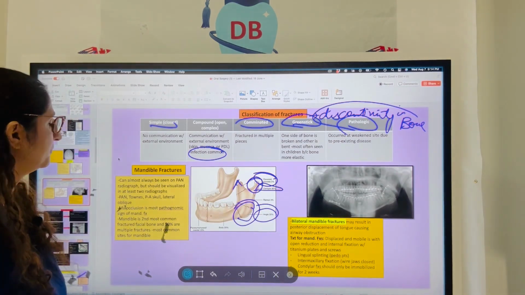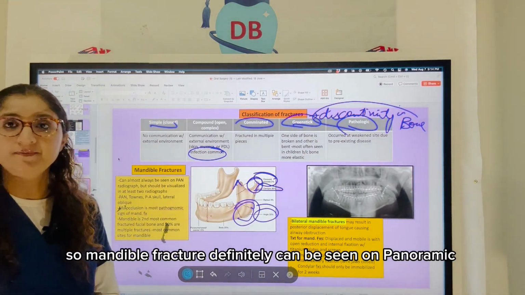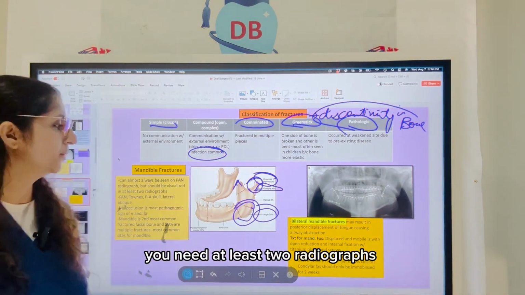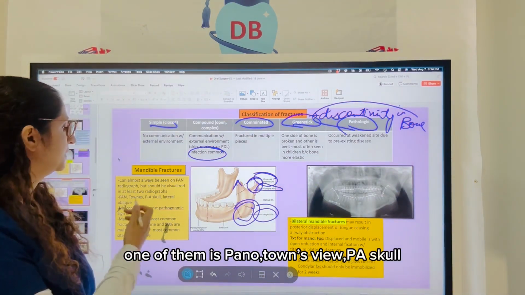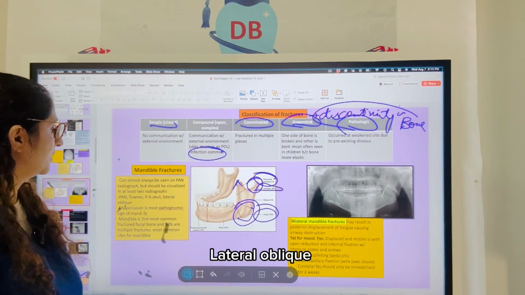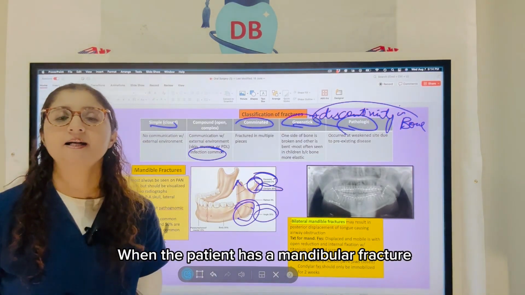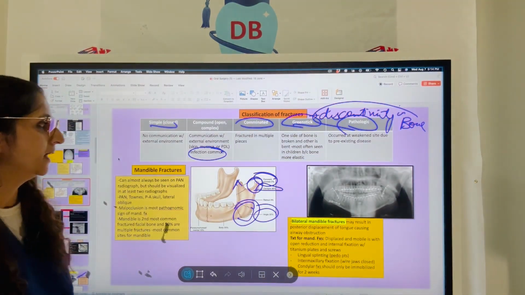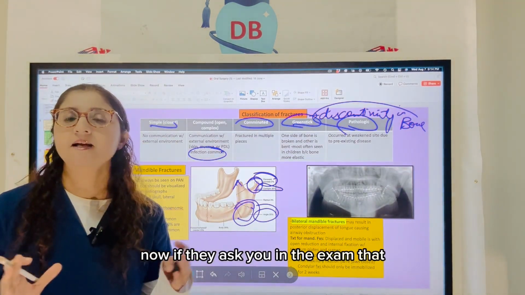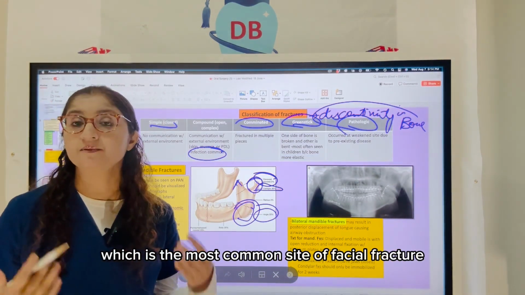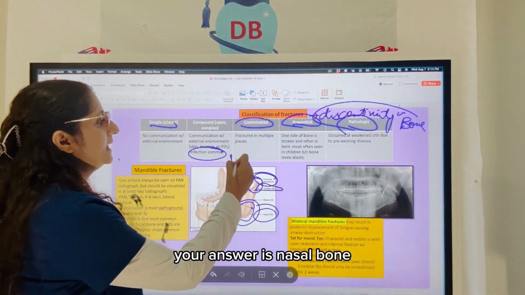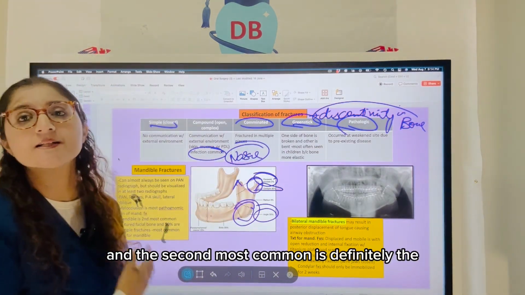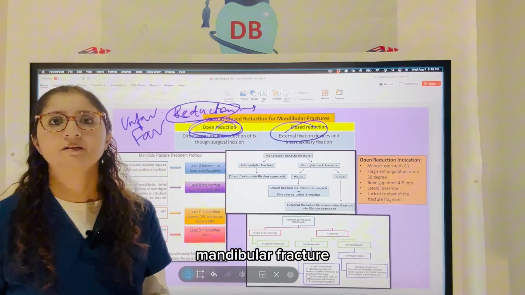Mandibular fracture definitely can be seen on pano, but to visualize a fracture, you need at least two radiographs. One of them: pano, Townes view, PA skull, lateral oblique. When the patient has a mandibular fracture, malocclusion is a very common sign of it. Now, if they ask you in the exam which is the most common site of facial fracture, your answer is nasal bone. The nose fractures are most common. And the second most common is definitely the mandibular fracture.